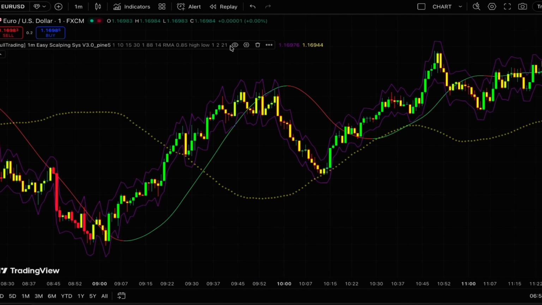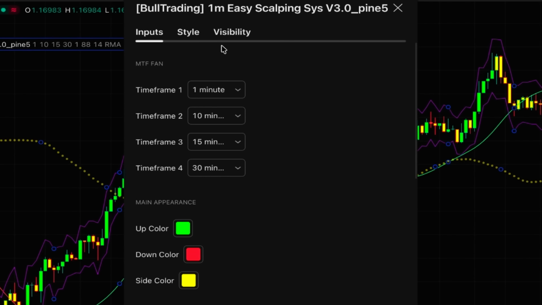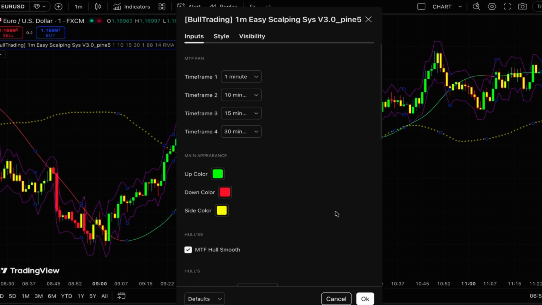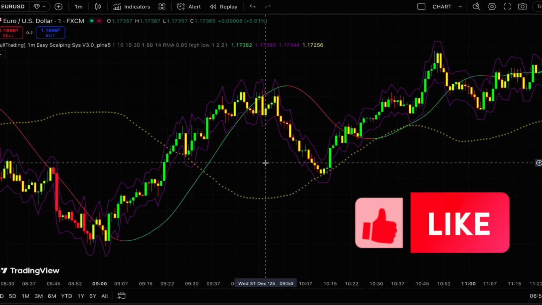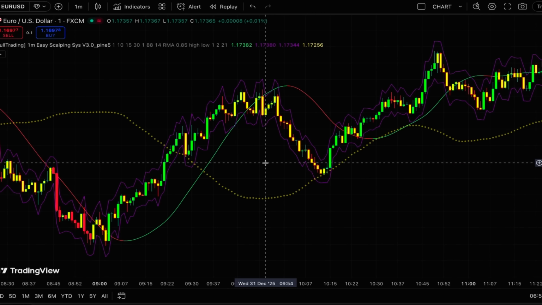This indicator is a multi-time frame indicator. You should use it on 1-minute time frame because it is designed for 1-minute time frame, and besides using 1-minute time frame, it also uses another 3 time frames, which by default are set to 10 minutes, 15 minutes, and 30 minutes. We don't change these time frames because they are optimized for the strategy that I want to explain. Alright, now let me teach you how you can find accurate buy-sell signals based on this indicator.